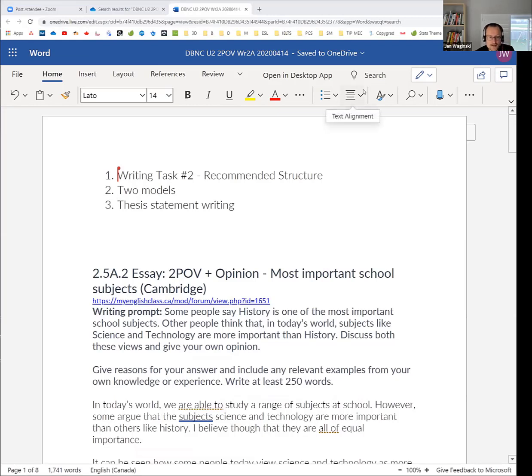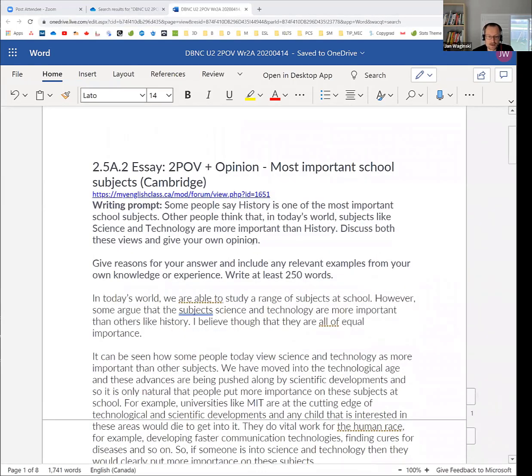Today, we're going to talk about a different kind of essay. This is the second essay covered in the course. It's where you have to talk about 2 points of view and give your own opinion. So a typical prompt looks like this one.